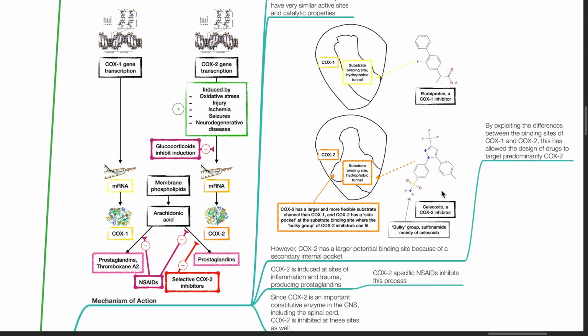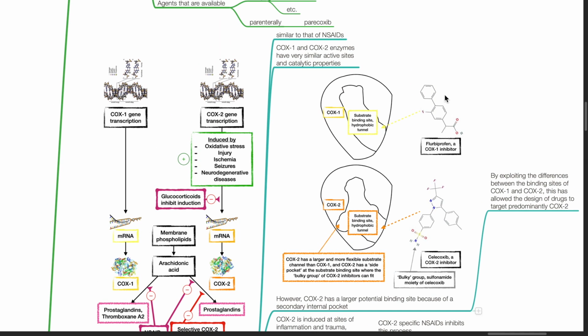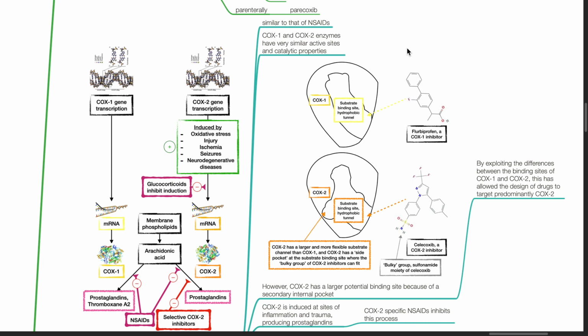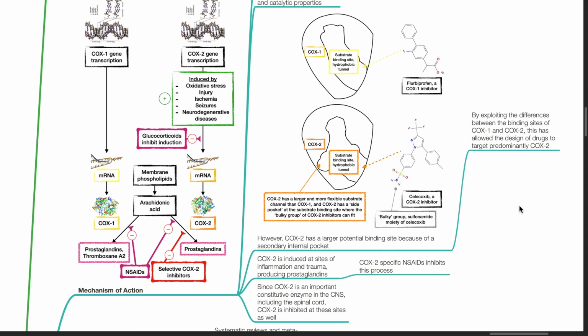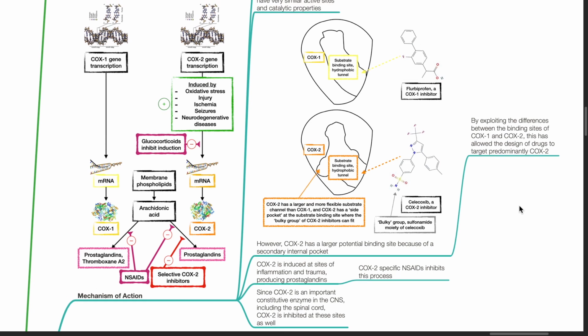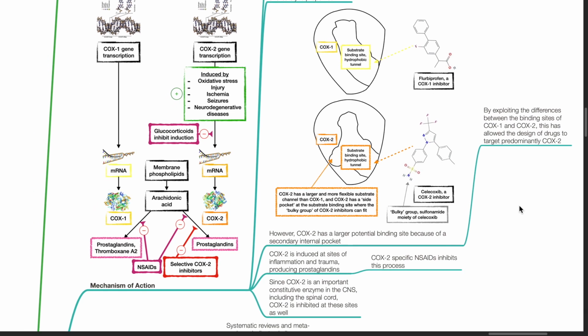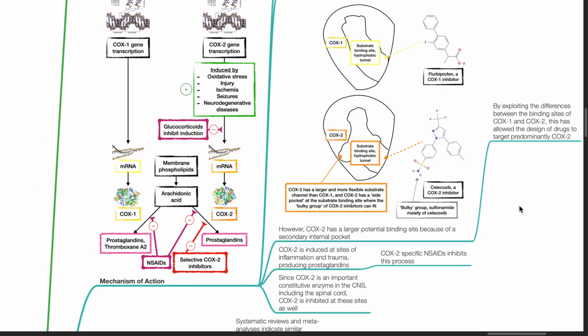The mechanism of action of COX-2 inhibitors is similar to that of traditional NSAIDs. COX-1 and COX-2 enzymes have very similar active sites and catalytic properties. However, COX-2 has a larger potential binding site because of a secondary internal pocket. By exploiting the differences between the binding sites of COX-1 and COX-2, this has allowed the design of drugs to target predominantly COX-2. COX-2 is induced at sites of inflammation and trauma, producing prostaglandins. COX-2 specific NSAIDs inhibit this process. Since COX-2 is an important constitutive enzyme in the CNS, including the spinal cord, COX-2 is inhibited at these sites as well.